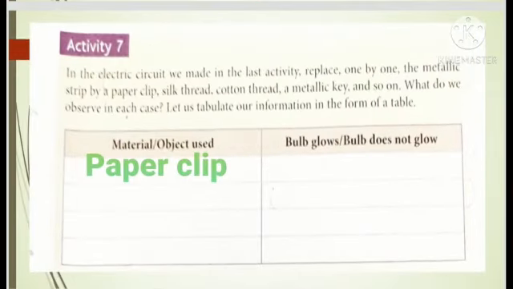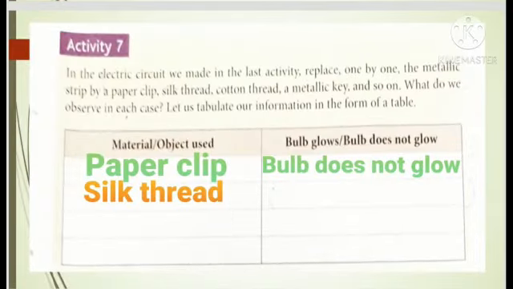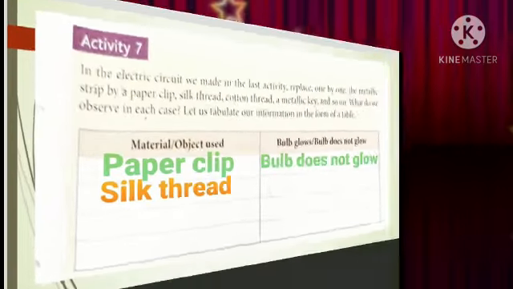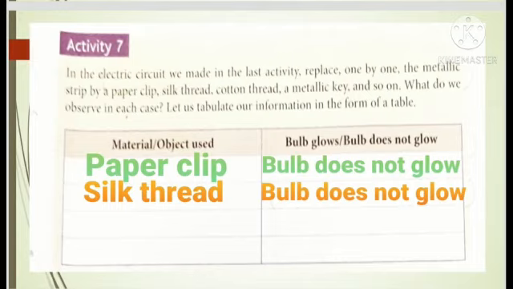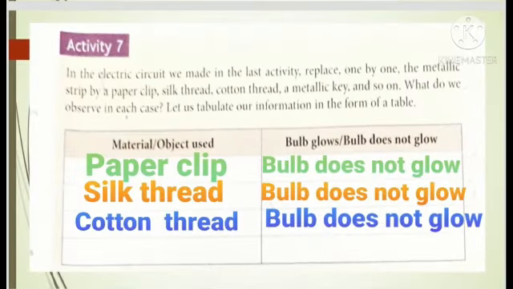First of all, paper clip. If you are using a paper clip, if the paper clip is of rubber, the bulb does not glow, but if it is of metal, then it will glow. Silk thread, bulb does not glow because silk thread is an insulator, अपने अंदर से करंट नहीं जाने देगा। What about the cotton thread? Cotton thread is also an insulator, so the bulb does not glow in this case also.